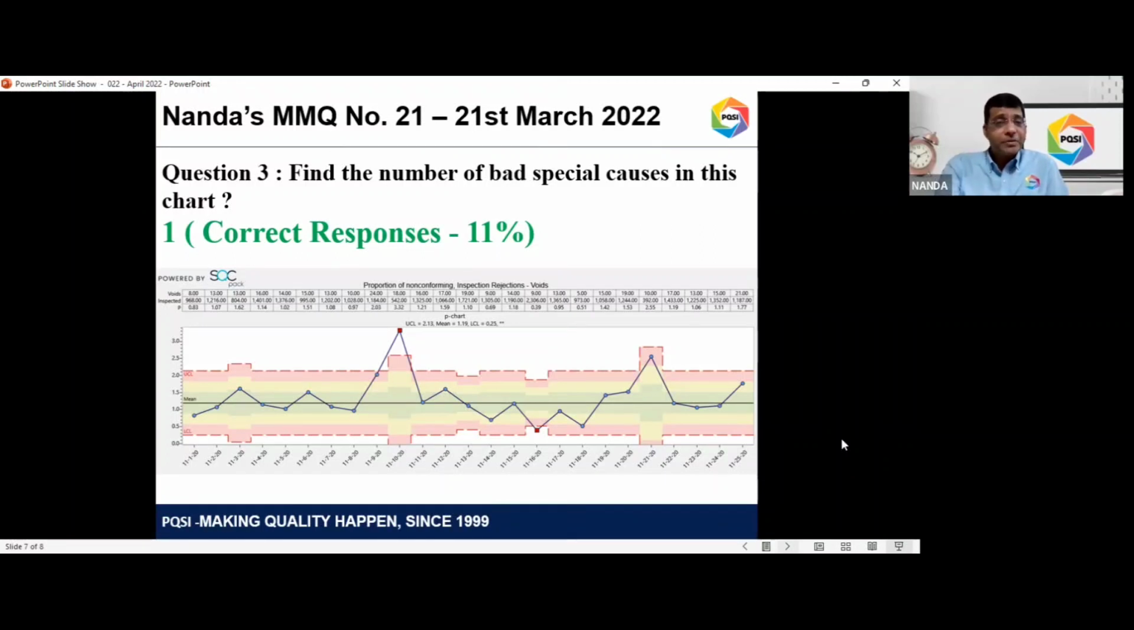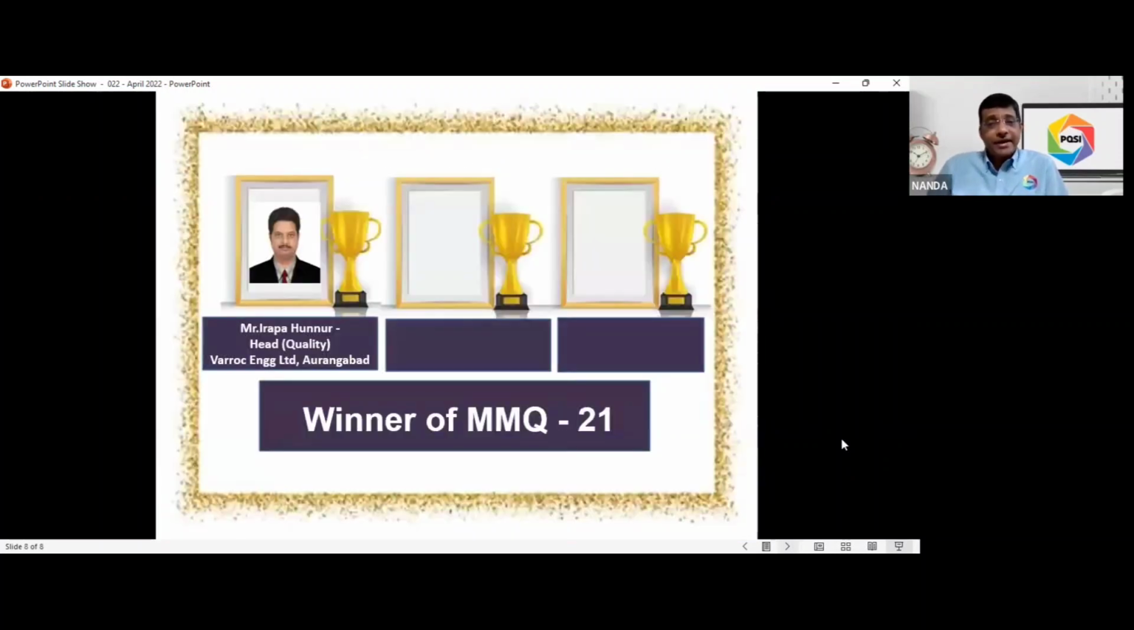So moving on to the next and most important slide, to declare the winners of MMQ-21. And we had only one winner this time. So Mr. Irappa Unnur, Head Quality, Varroc Engineering, Aurangabad, is the only winner who got all the 3 questions correctly. So congratulations, Mr. Irappa, and I think this is the second time you're winning this MMQ, and I see you participating very actively. Continue the participation, and it is only people like you participating in MMQ that makes us happier, and makes us work hard to get some very interesting questions that will probably improve your basic understanding of some of the simple tools.